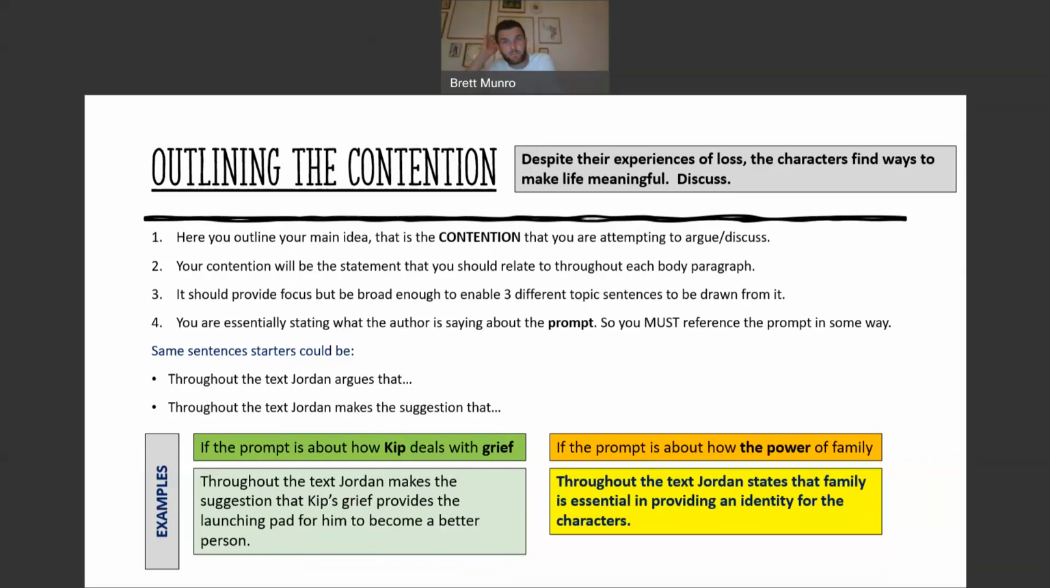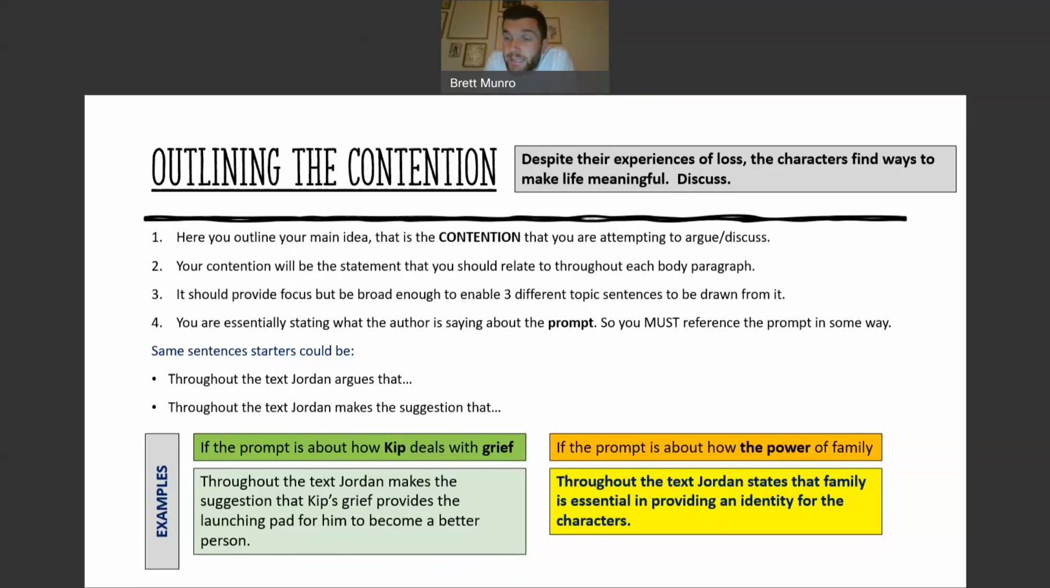Some examples. Now remember, these statements are providing a holistic answer to the prompt. So if it's a prompt about how Kip deals with grief, you'd want to make sure that you're talking about both Kip and grief in your contention. So we've started with our sentence starter: throughout the text, Jordan makes the suggestion that Kip's grief provides the launching pad for him to become a better person. All this is saying is that Kip deals with grief by making himself a better person. That's how he overcomes it.